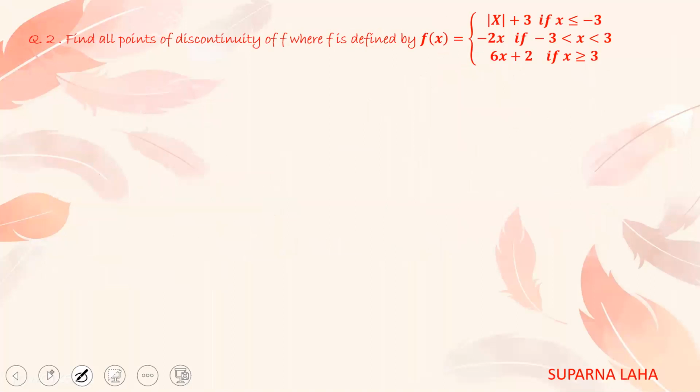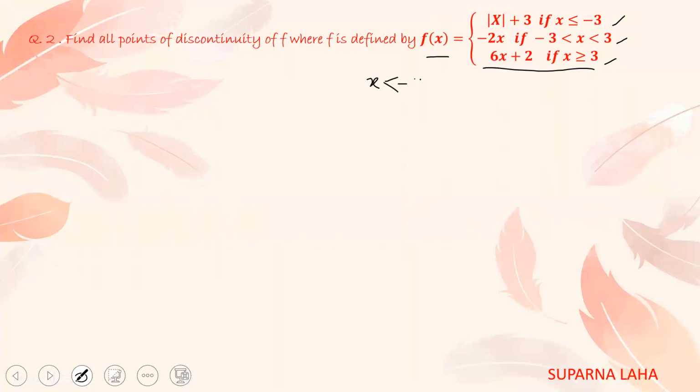Find all the points of discontinuity where the function is defined like that. So you need to find all the points in the real numbers at which the function is discontinuous. So first divide this function: for x less than or equal to minus 3, for minus 3 less than x less than 3, and for x greater than or equal to 3. So first divide the function. Let's check.